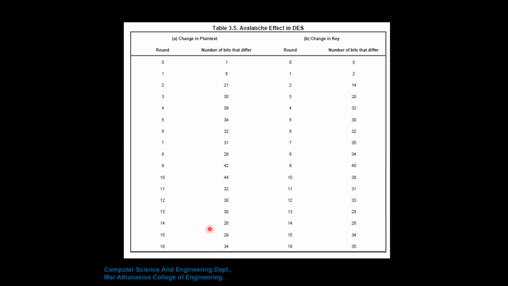And this is for a particular bit. For another bit, that can be different, but this is an average. On an average, it is giving that much difference in the case of DES. 34 bits, and in total we have 64 bits in each block. So more than 50% of the bits changed during each encryption in the case of DES. The same thing happens for the key. If we change the key, the same change happens.